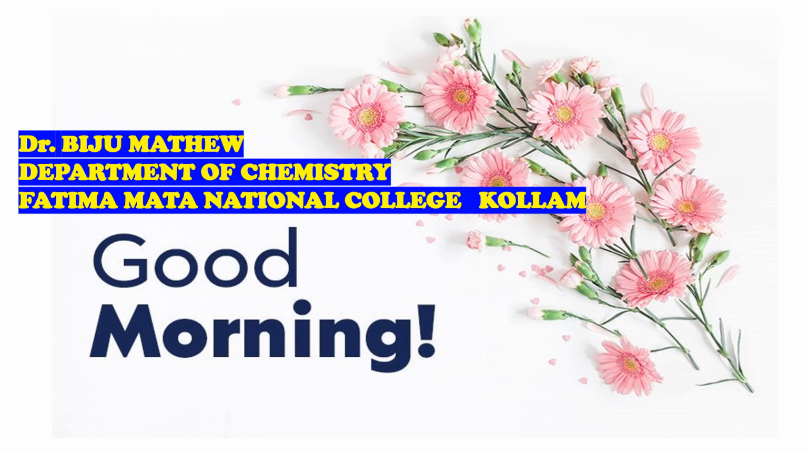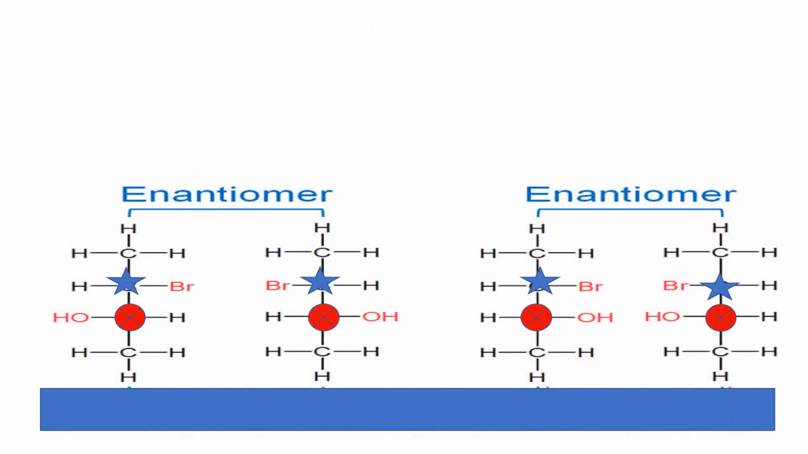We were discussing optical isomerism, and in the previous class we have seen what optical isomers are, and the conditions for any organic compound to exhibit optical isomerism. Now we continue our discussion with optical isomers. In the previous class, we have discussed what enantiomers are.